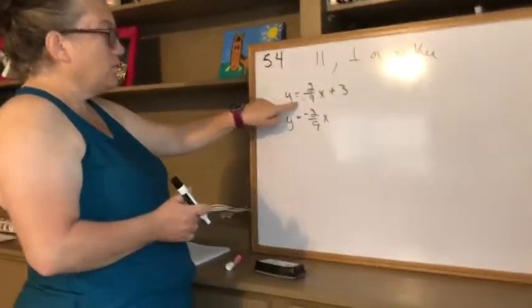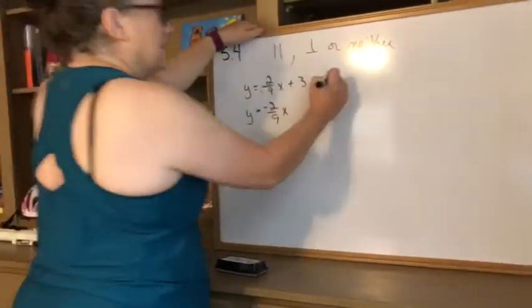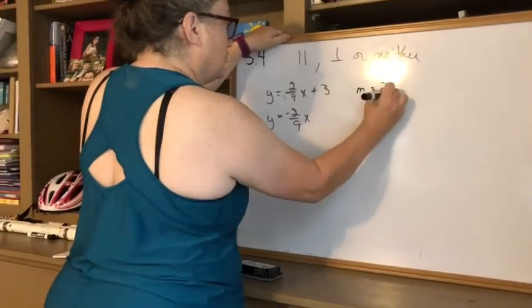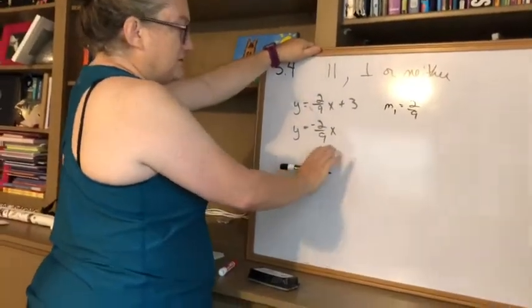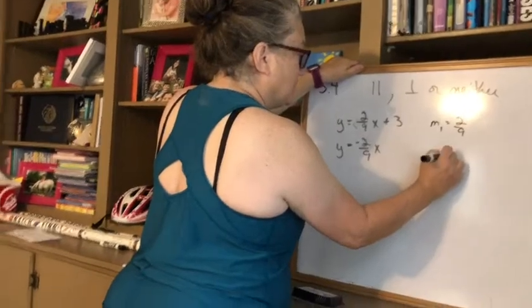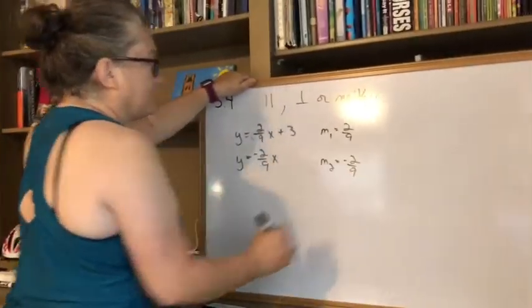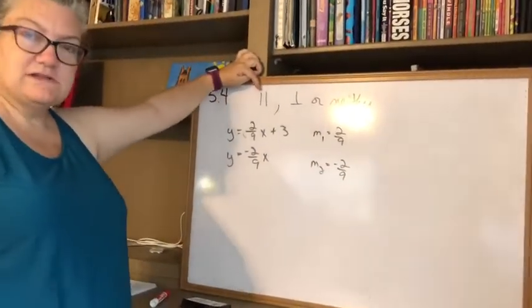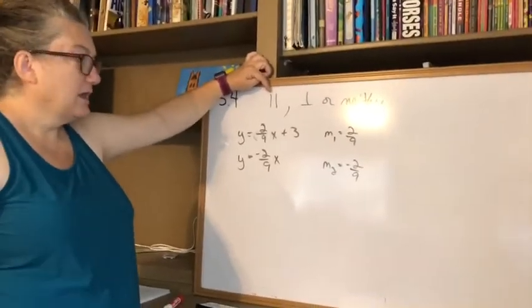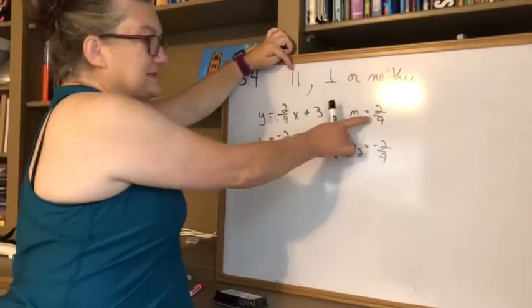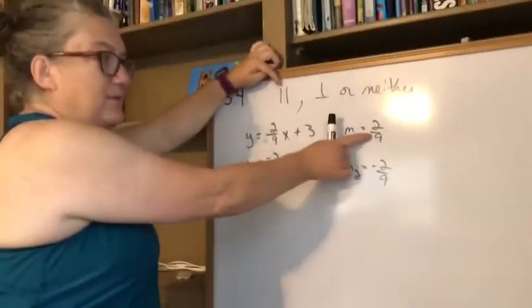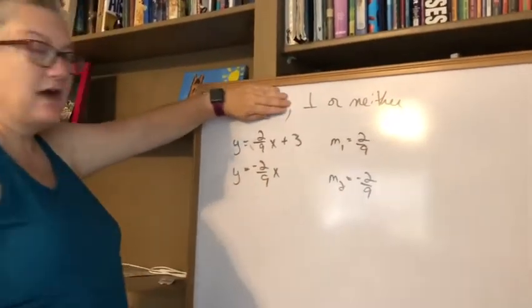So this one, what is the slope of this line up here? M1 equals 2/9. This one down here, the slope is M2 equals negative 2/9. Now, what's the reasoning, or how do you determine if they're parallel? They have the same slopes. Are these the exact same slopes? No, this is a positive 2/9, this is a negative 2/9, so it's not parallel.